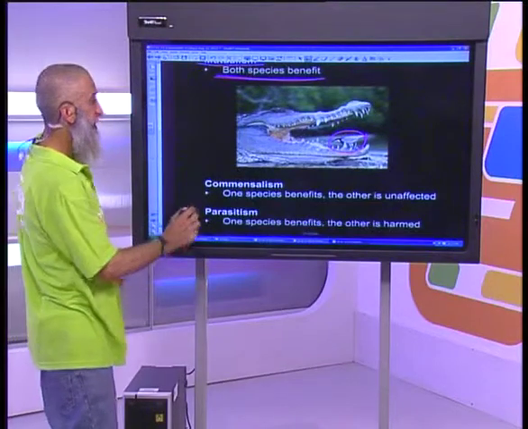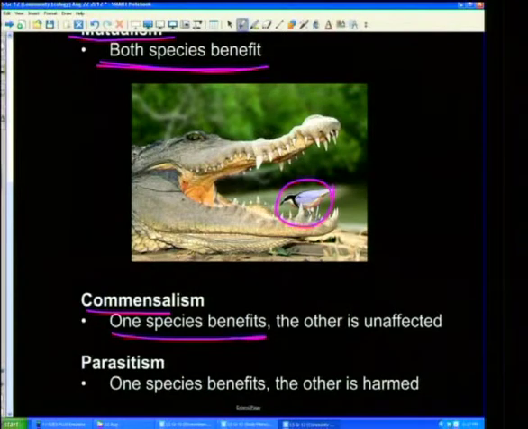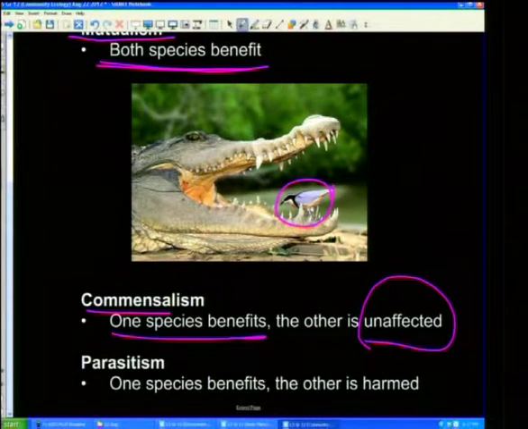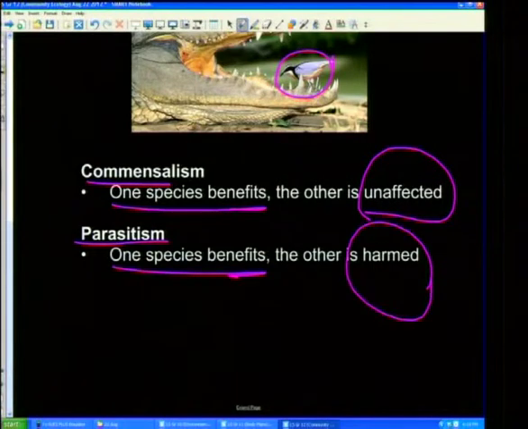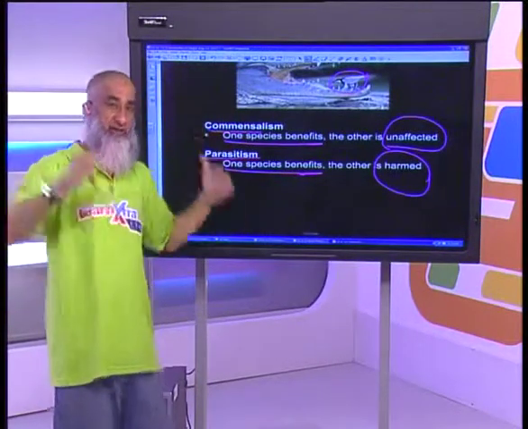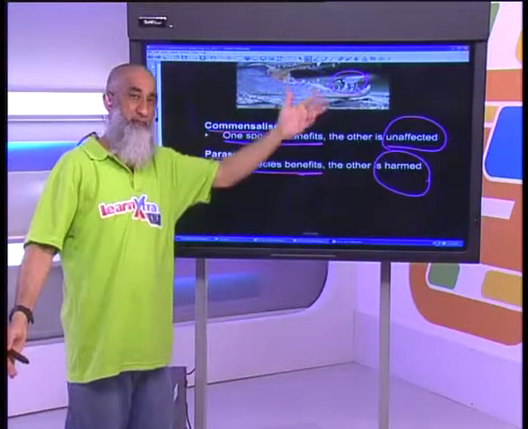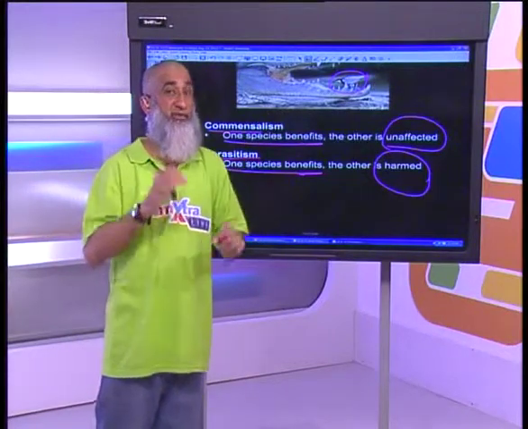The next one is commensalism. And here, one species benefits, the other is unaffected. In other words, the other species is neither harmed nor does it benefit. And the last one, before we go for our break, and we'll come back with examples, is parasitism. In parasitism, one organism benefits and the other is harmed. So you can see the three tiers of this. Mutualism, both benefit. Parasitism, the other end of the continuum, one benefits, one is harmed. And commensalism, one benefits, the other neither benefits nor is harmed.